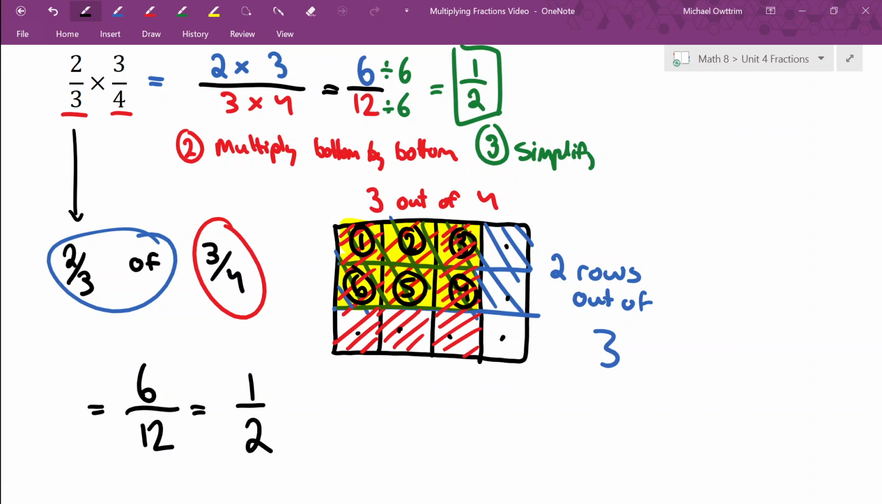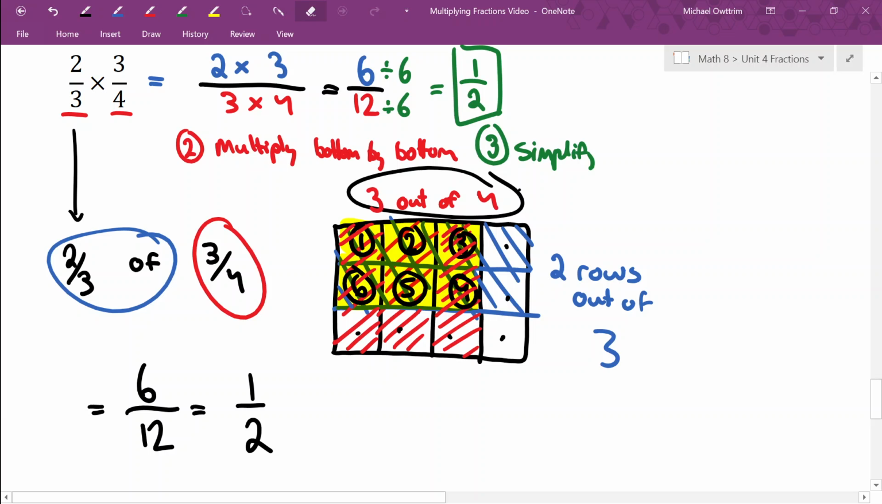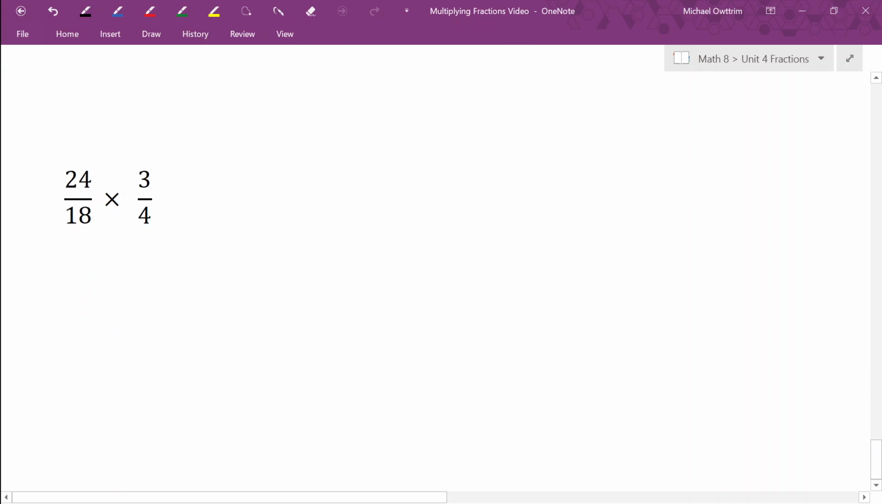I'm going to use one of the fractions to represent the rows. In this case, I said 2 rows out of 3 for my first fraction, 2/3. And I'll use the other fraction as my columns, 3 columns out of 4. And my answer is going to be the shaded in section out of the total number of boxes in my drawing. Let's look at one more example. Let's take a look at this one.